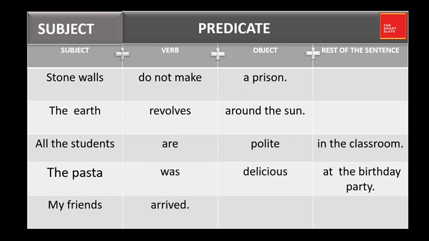Revolves is the verb and earth is the subject. All the students is the subject, are is the verb, polite is an object, and in the classroom is the rest of the sentence. That is the sentence: all the students are polite in the classroom.